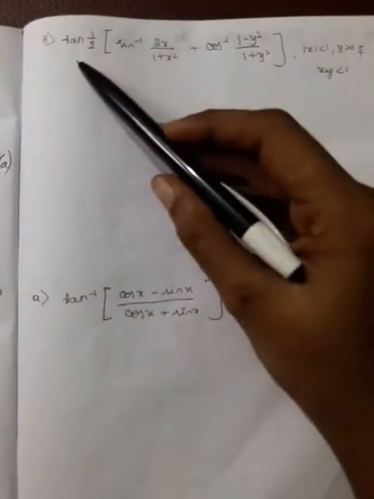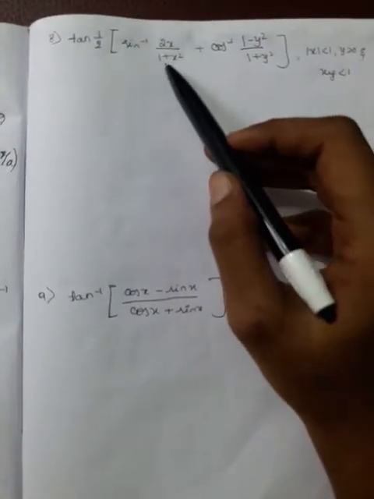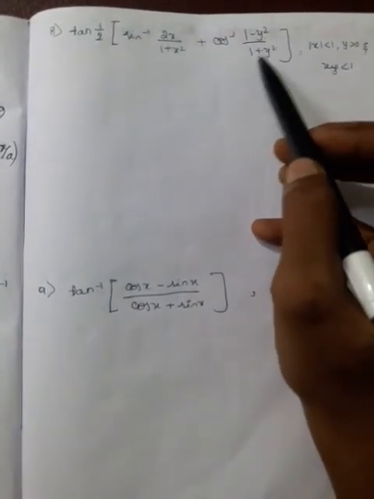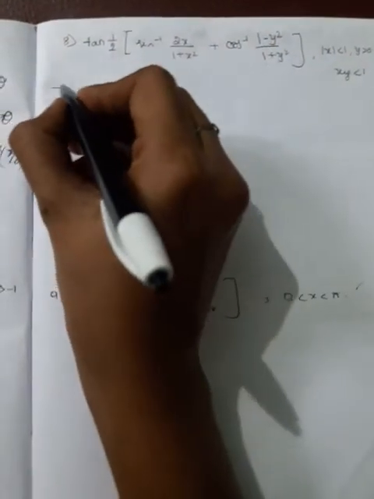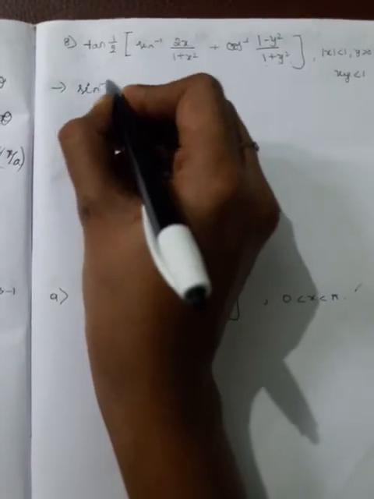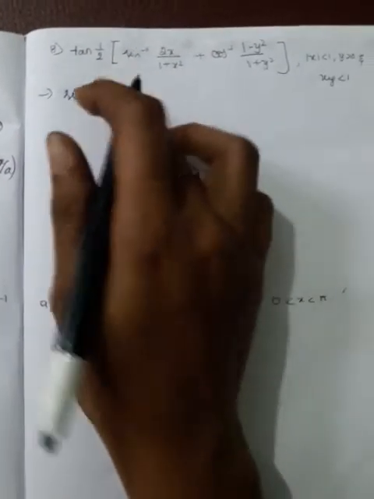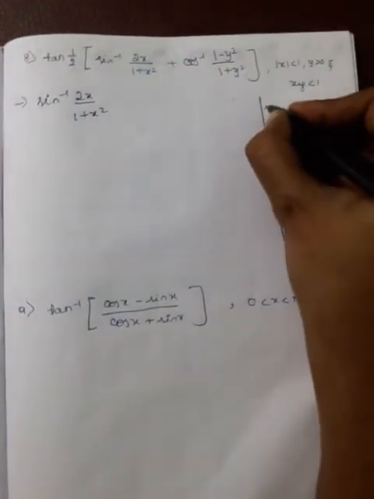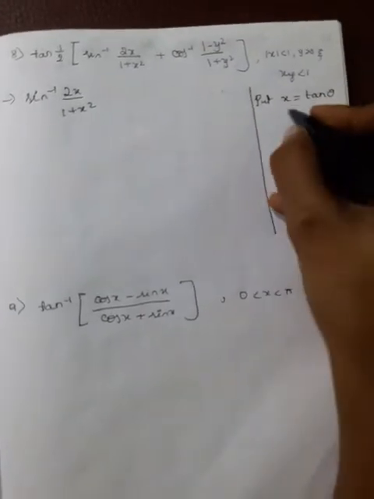The next problem is tan of half into sin inverse of 2x by 1 plus x square plus cos inverse of 1 minus y square divided by 1 plus y square. First you have to solve this and next you have to solve this, then the whole. Okay, first let us consider sin inverse of 2x divided by 1 plus x square. For this one, put x equal to tan theta.